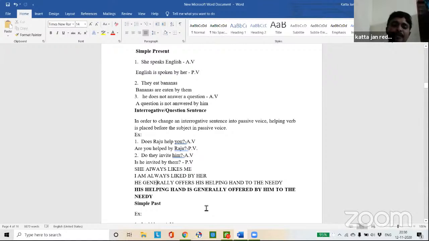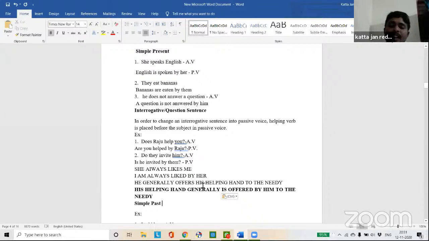Okay, so his helping hand is generally offered by him to the needy. This is the right one. And as I told you, this generally can also be used before the be form. So, his helping hand generally is offered. His helping hand generally is offered by him to the needy. This is the right passive voice for this.